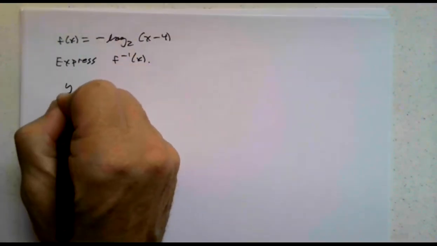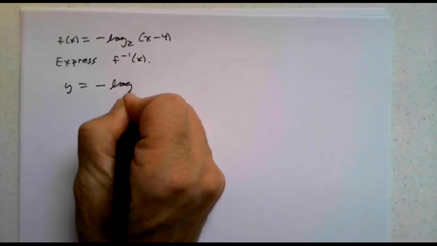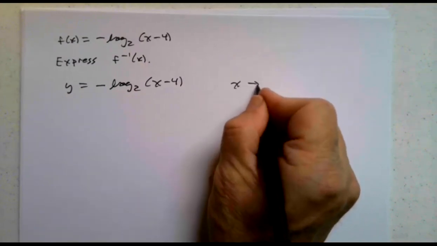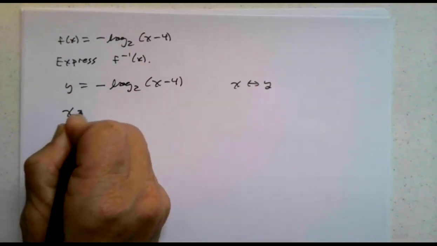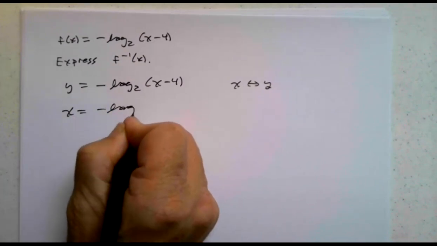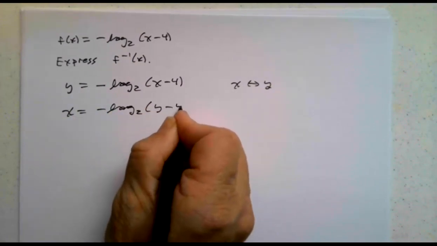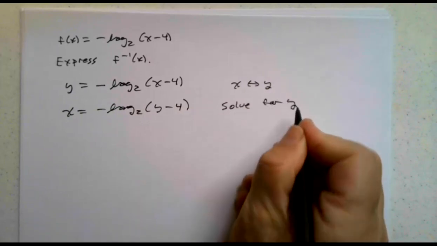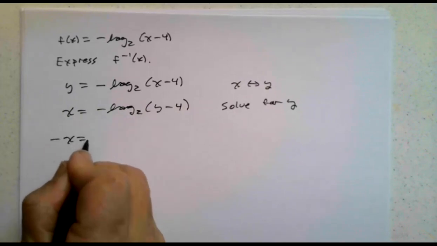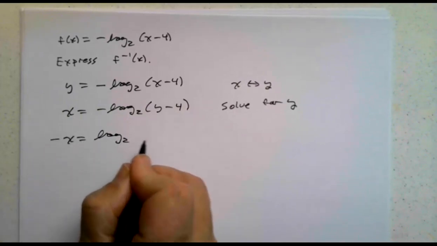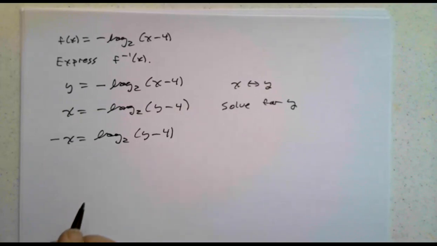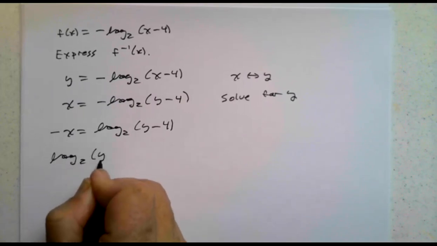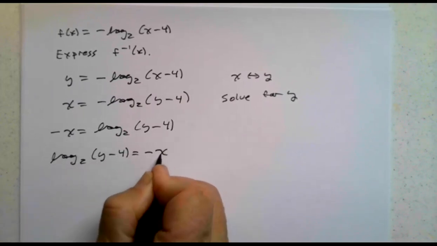Well, again, f is, as we've done before, minus log 2 of x minus 4. If we want to get an inverse, x becomes y, y becomes x. So now we have x equals negative log 2 of y minus 4. We want to solve for y. Multiply both sides by negative 1. Negative x equals log base 2 of y minus 4. I like the log on the left. Log base 2 of y minus 4 equals negative x.